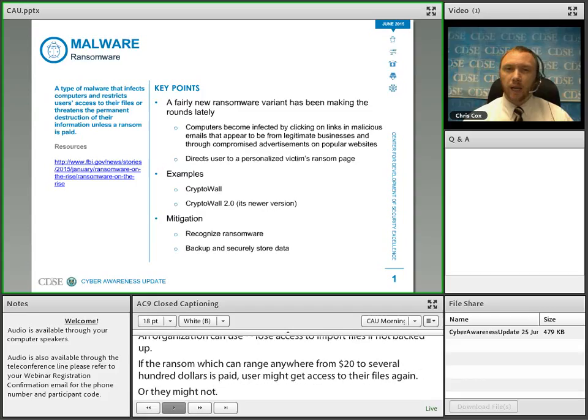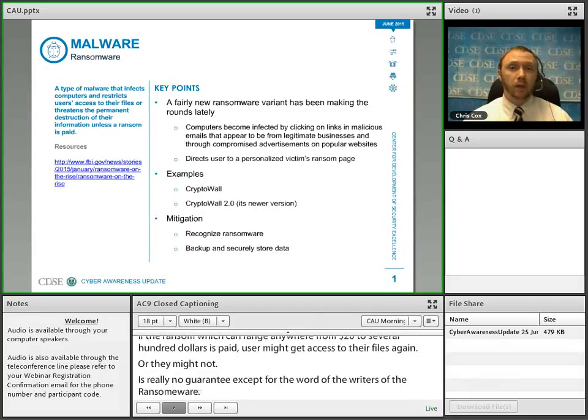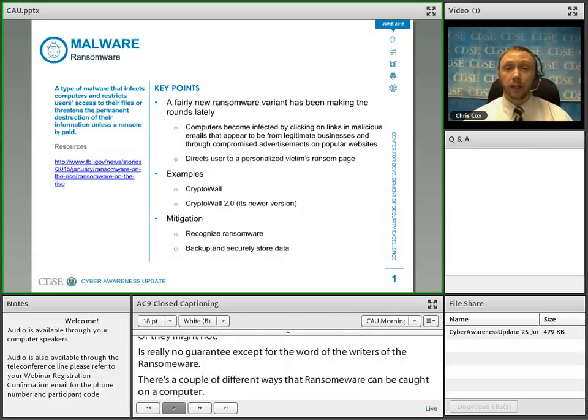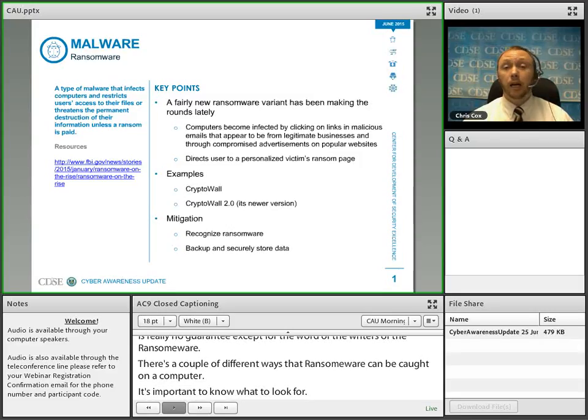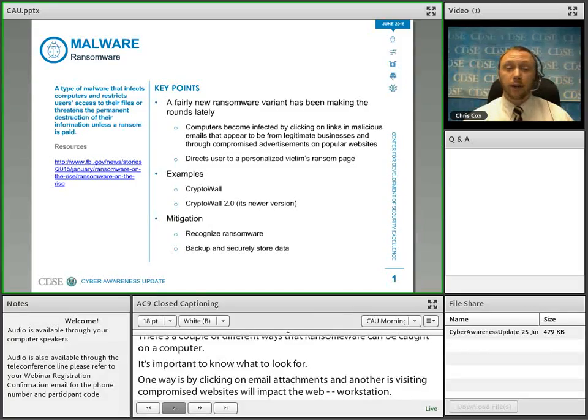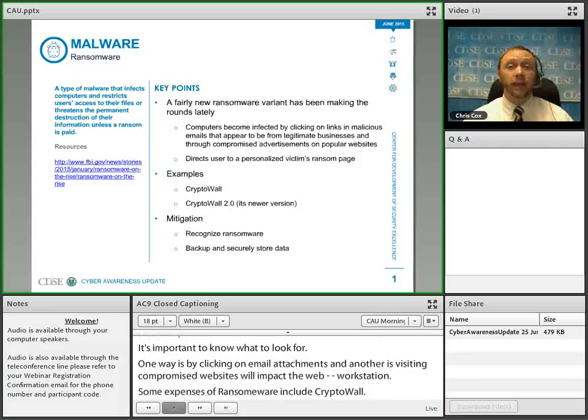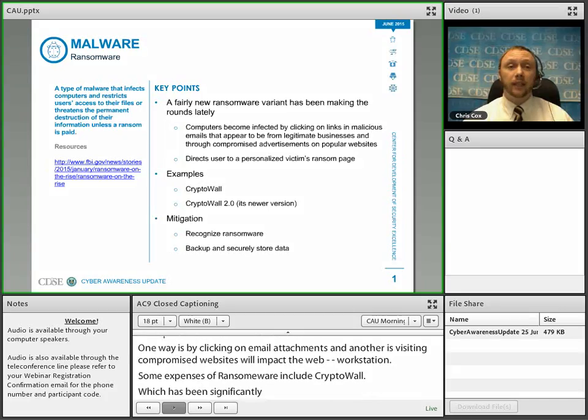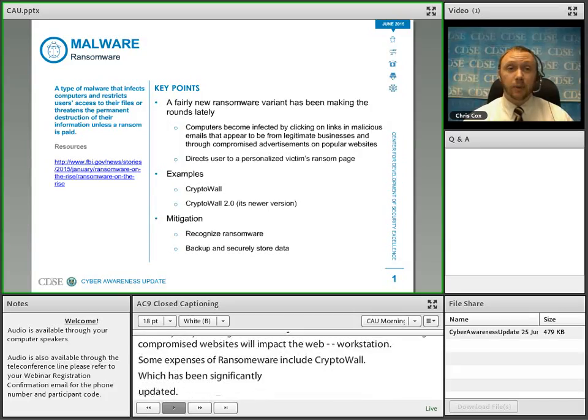There's a couple of different ways that ransomware can be caught on a computer, so it's important that users understand what to look for and how to avoid it. One way is by clicking on email attachments, while another is by visiting compromised websites, which will then infect the workstation. A couple of examples of ransomware include CryptoWall, which now actually has a version 3.0 that's been significantly upgraded from the original version. There's also fake antivirus programs that do the same thing, or fake FBI alerts informing the user that they've committed some sort of crime and have to pay a fee to unlock their computer. Of course, the FBI doesn't work that way.